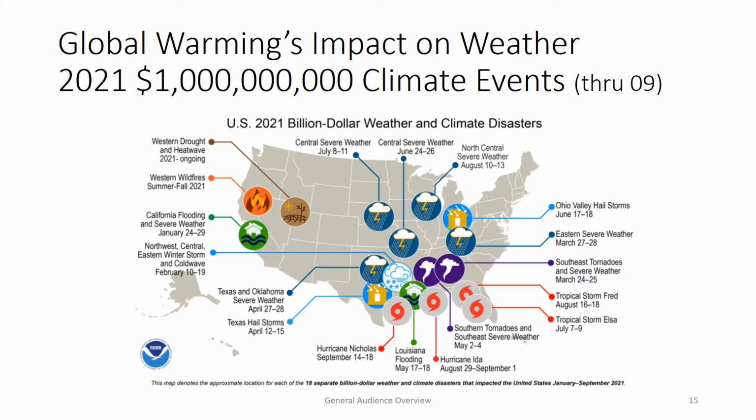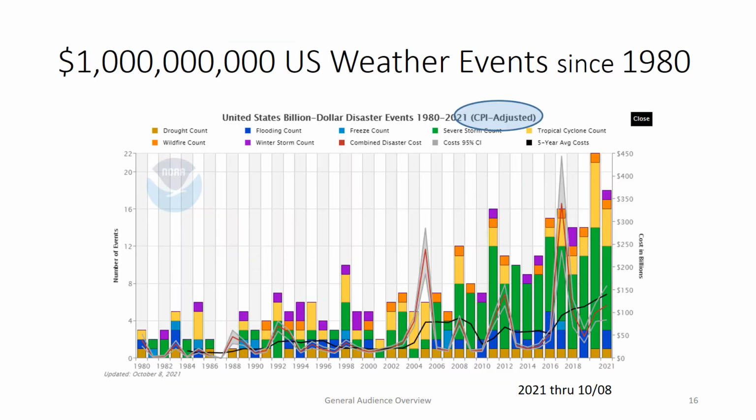Question is, is this an aberration or what's happened over time? And so here's the $1 billion weather events since 1980. So we've got a little over 40 years' worth of data. And you can see these events. Now, the dollar amounts are adjusted for inflation, so everything's constant. And you can see the increase over time. The trend line's definitely up, and this is only through early October, so we don't know what's going to happen by the end of the year. But you can clearly see the number of weather events is increasing.